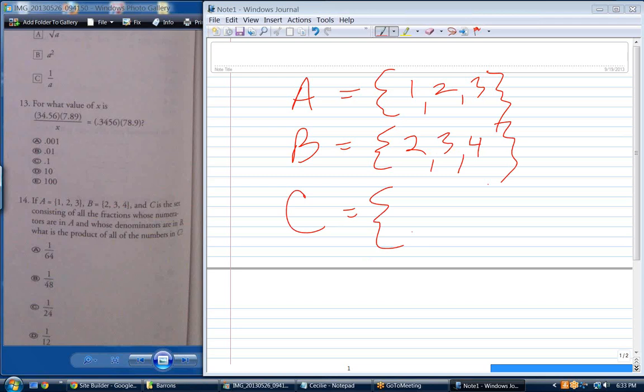C would be 2 over 1. The ones whose numerators are in A. Oh, sorry, 1 over 2. That's okay, that's the first thing. What's another term in C? 1 over 3, and 1 over 4. 2 over 2, 2 over 3, 2 over 4. 3 over 2, 3 over 3, and 4 over 3.